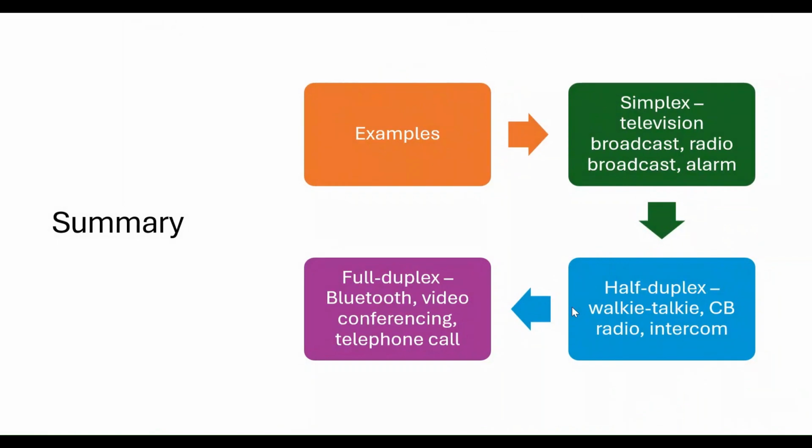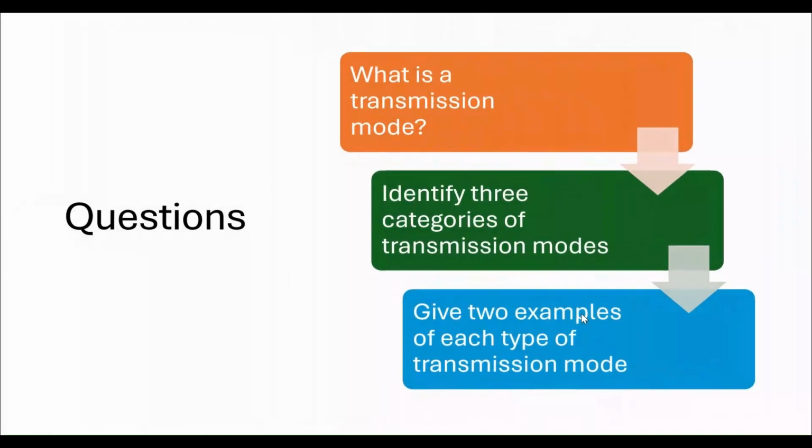Examples of simplex include television broadcasts, radio broadcasts, and alarm system. Half duplex examples include walkie-talkie, CB radios, and intercom, while full duplex examples include Bluetooth, video conferencing, and telephone call.